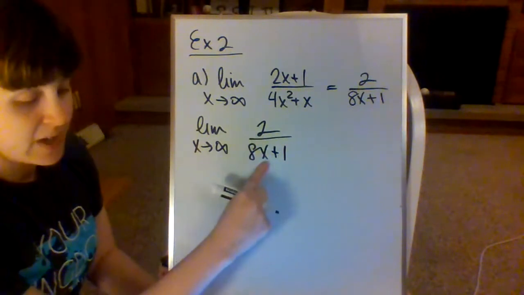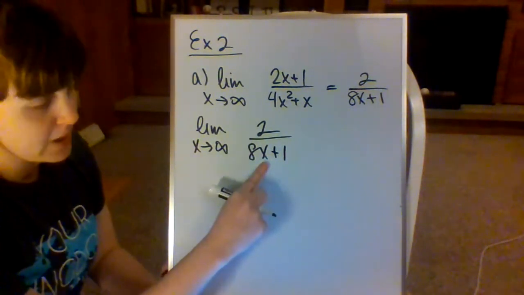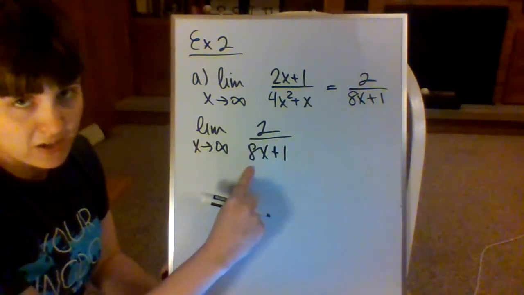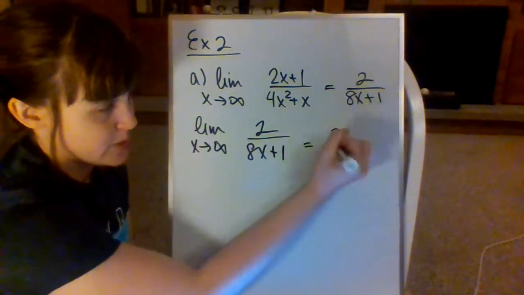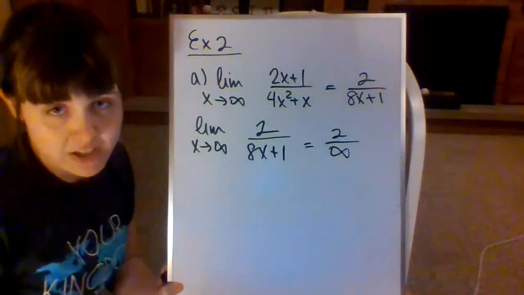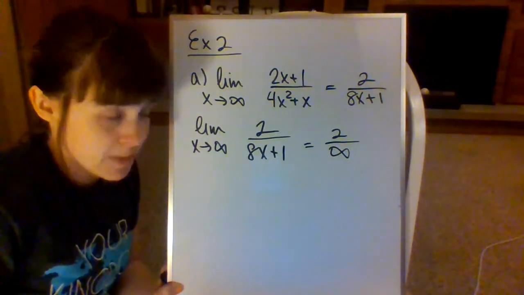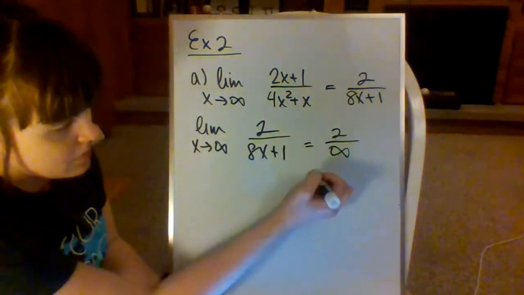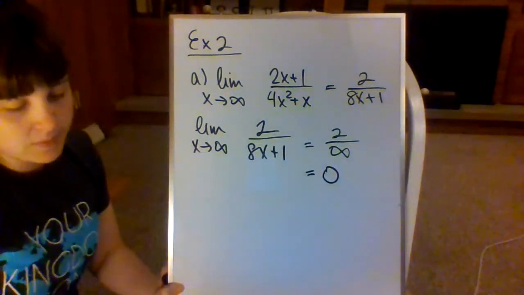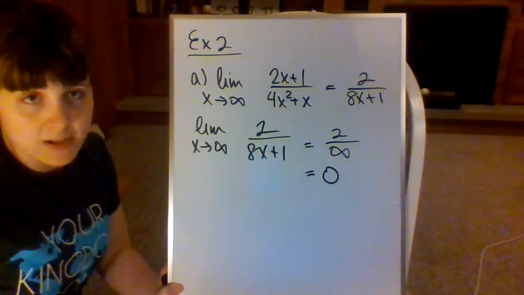Now, if you plug infinity in right here, this is going to become 2 over infinity. And do you remember what happens when infinity is on the bottom of the fraction? It's going to equal 0. So the limit here is 0. Okay, so that's it.